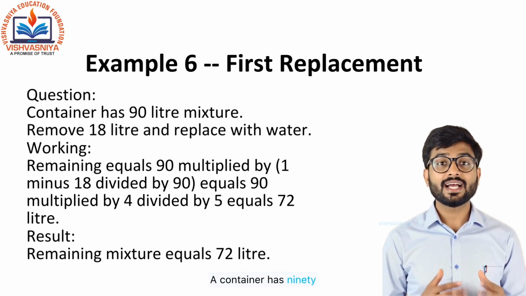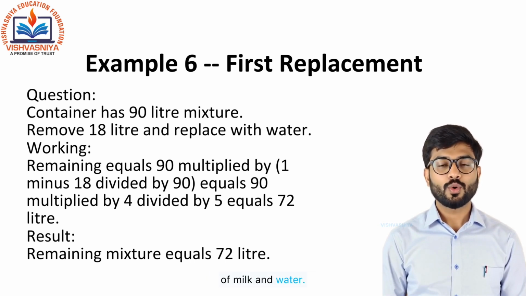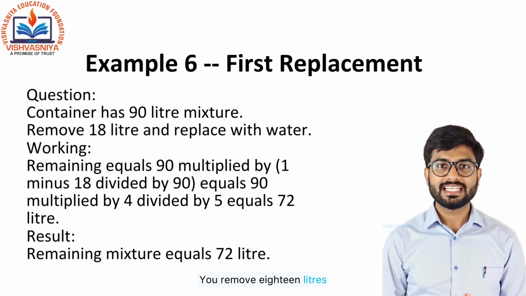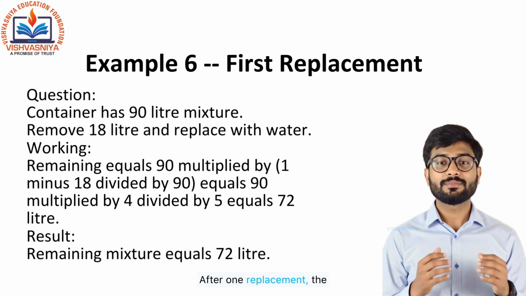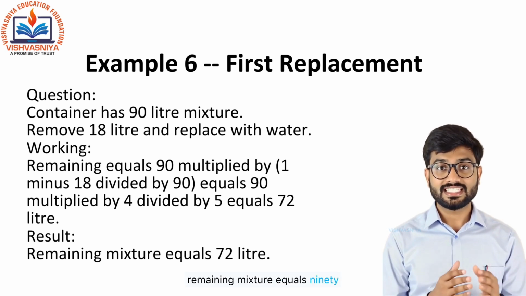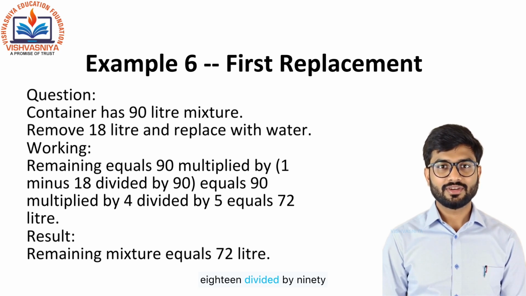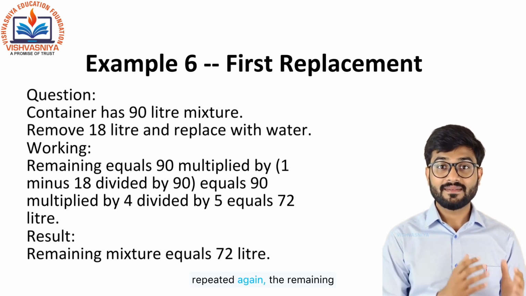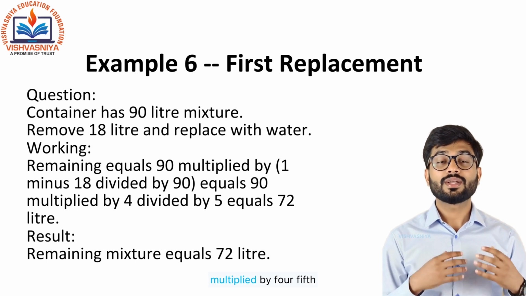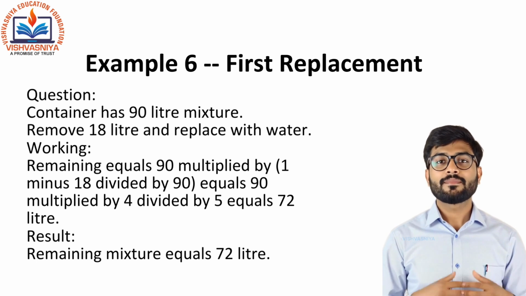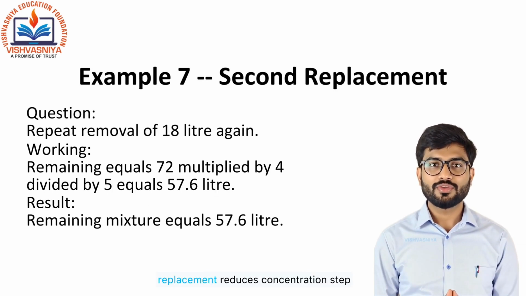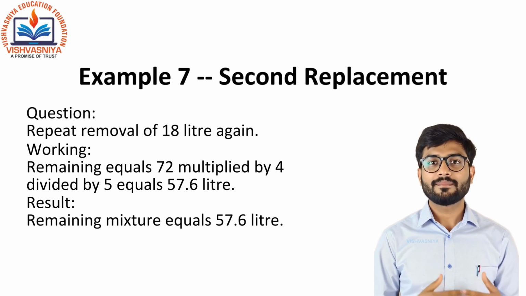A container has 90 liters of a mixture of milk and water. You remove 18 liters of the mixture and replace it with water. After one replacement, the remaining mixture equals 90 multiplied by 1 minus 18 divided by 90, which equals 90 multiplied by 4/5, which equals 72 liters. If repeated again, the remaining mixture becomes 72 multiplied by 4/5, which equals 57.6 liters. This is how repeated replacement reduces concentration step by step.